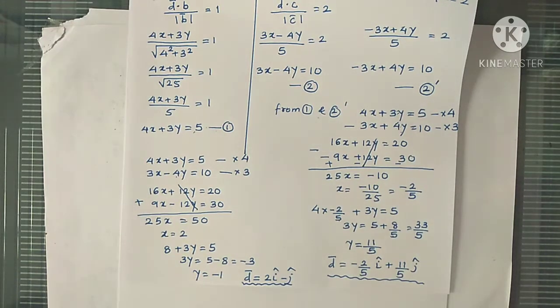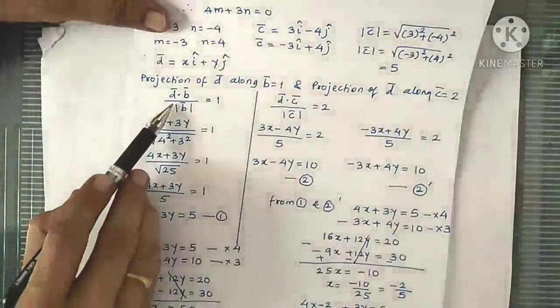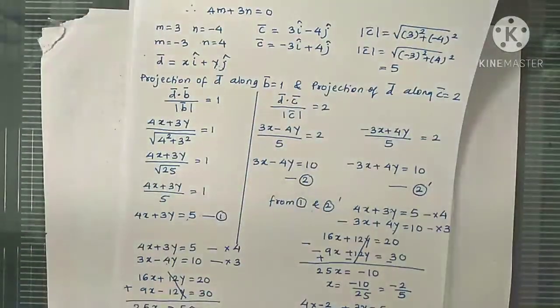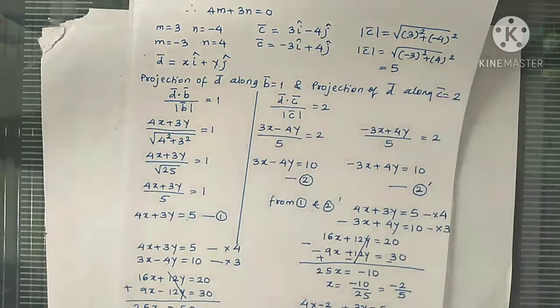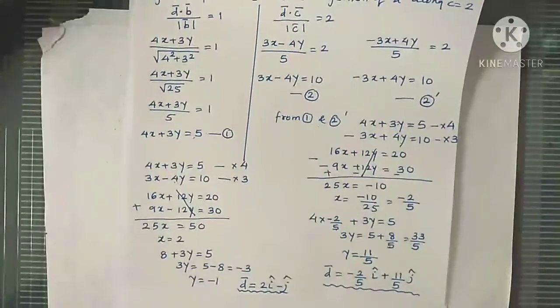You can verify the answer by substituting d bar in this dot product equation, to check whether we get the projection of d bar along b bar as 1 and the projection of d bar along c bar as 2. You can verify for both the answers. Okay, so this is the answer for d bar.